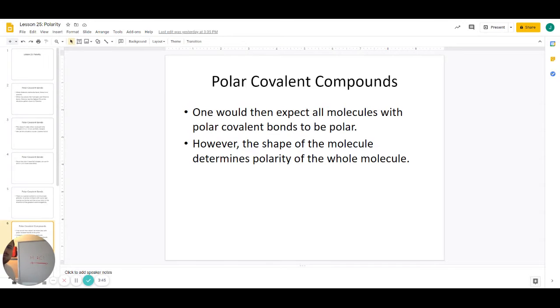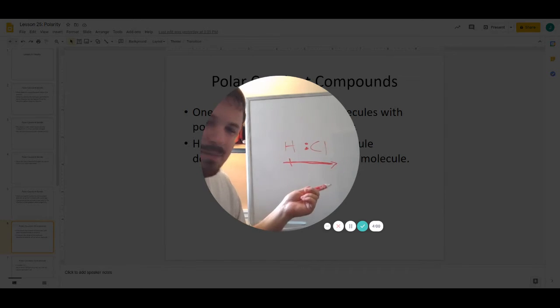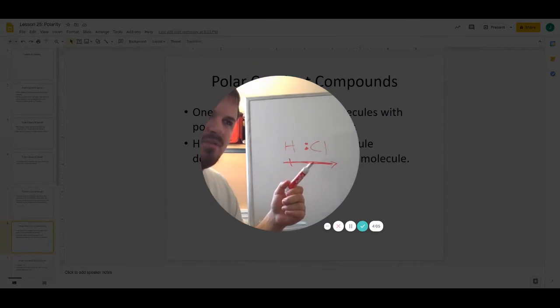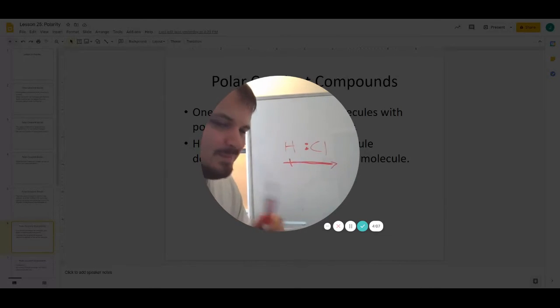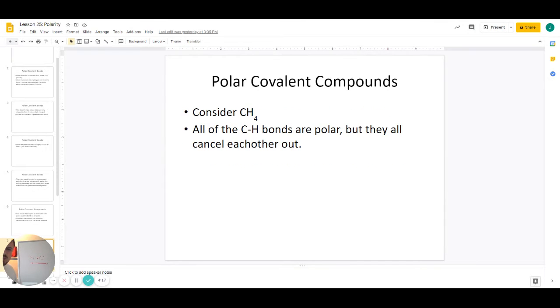So if that's the case, you would expect all molecules with a polar bond to be a polar molecule. So you would say, well, if this thing has a polar bond, it has to be a polar molecule, right? So it's like if one bond is polar, isn't the whole thing going to be polar? That's not always the case. Let me show you what I mean. This is why it's so important in the last lesson to do the shapes, so you can kind of picture where everything's going to be. So let's take CH4.